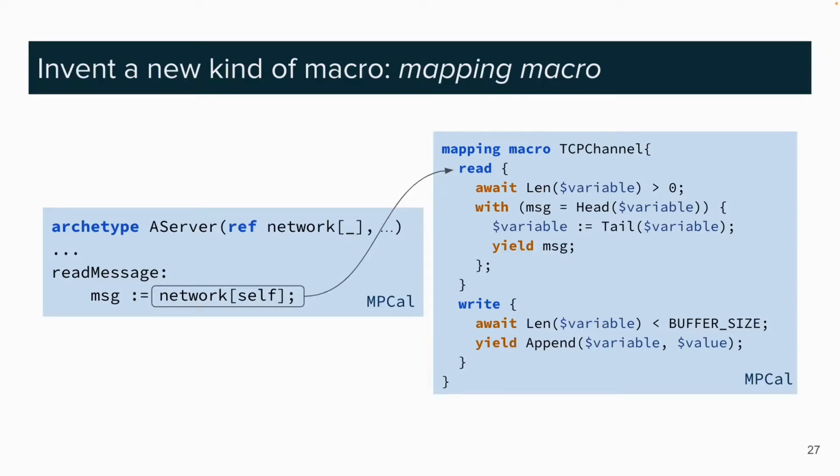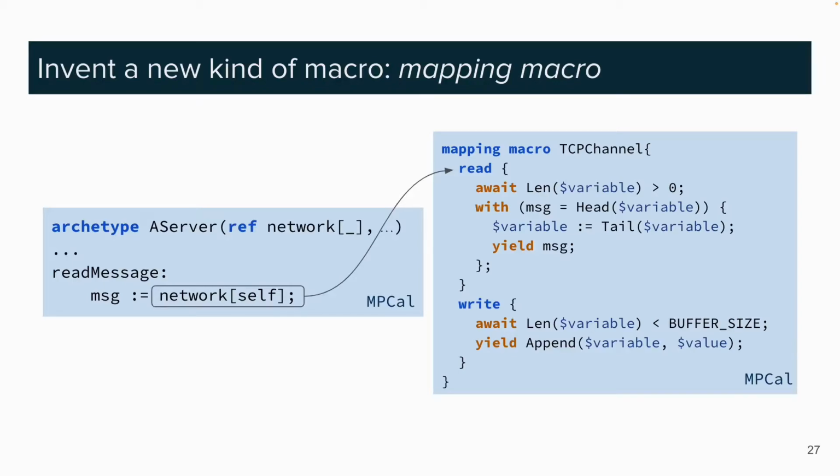Mapping macros contain the model checker and environment behavior. So when we have a network read in an archetype, it will be expanded to the read part of the mapping macro. And in the read part, we have defined the blocking network read semantics that we had before, but now they're all in the archetype. We also have the same thing for the write.